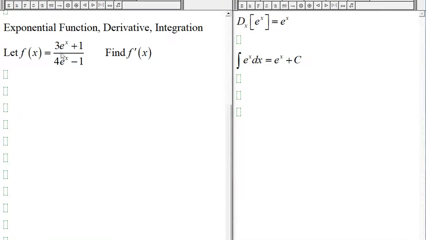And now we have the function 3e to the x plus 1 dividing by 4e to the x minus 1, and we want to find the derivative. And again, this is a quotient, so to get the derivative we have to use the quotient rule.